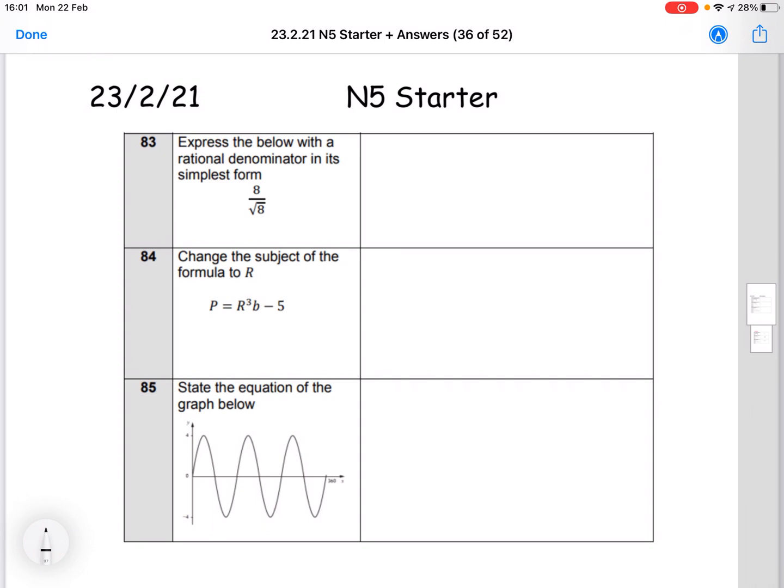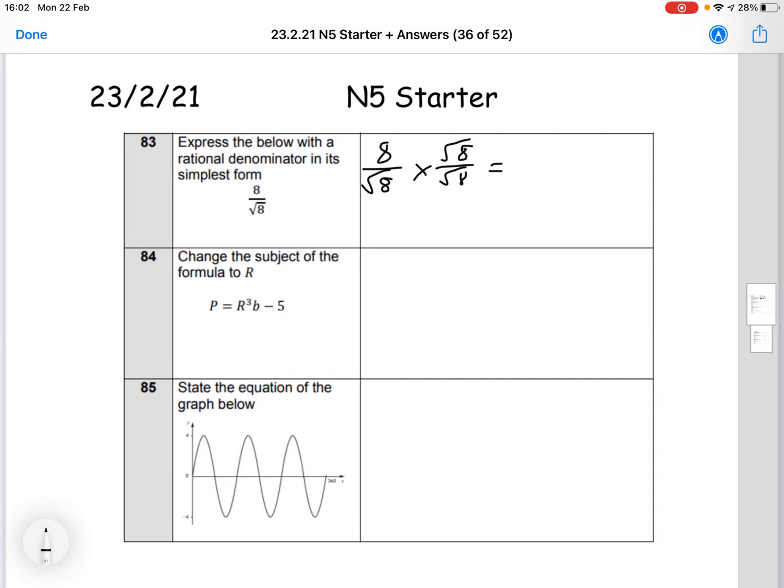So question 83, we have express the below with a rational denominator in its simplest form. So 8 over root 8. To rationalise a denominator, we are trying to change the denominator of this fraction, which is the root 8, into a rational number, so not a surd. What we do here is we multiply the whole thing by whatever the surd on the bottom is. So root 8 over root 8.